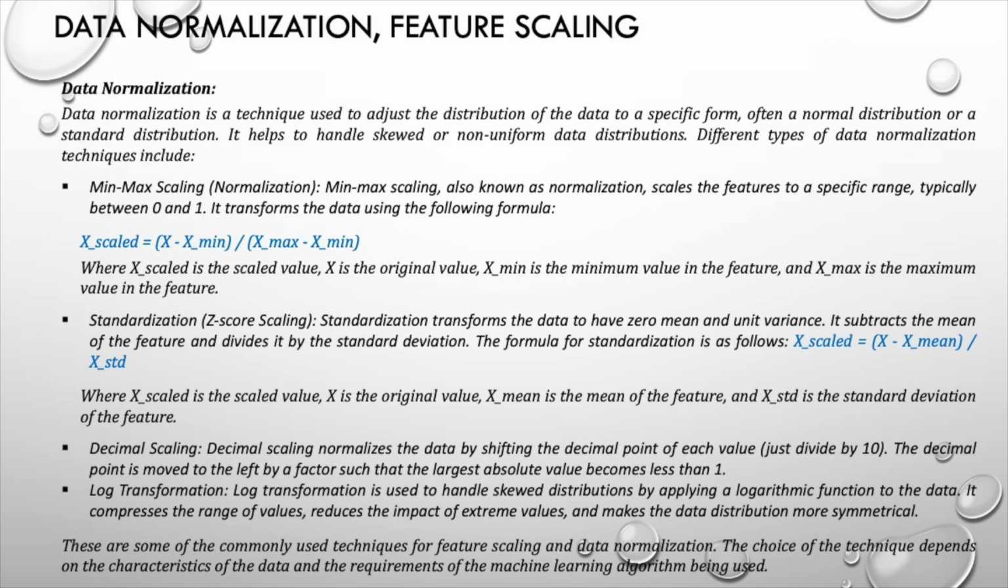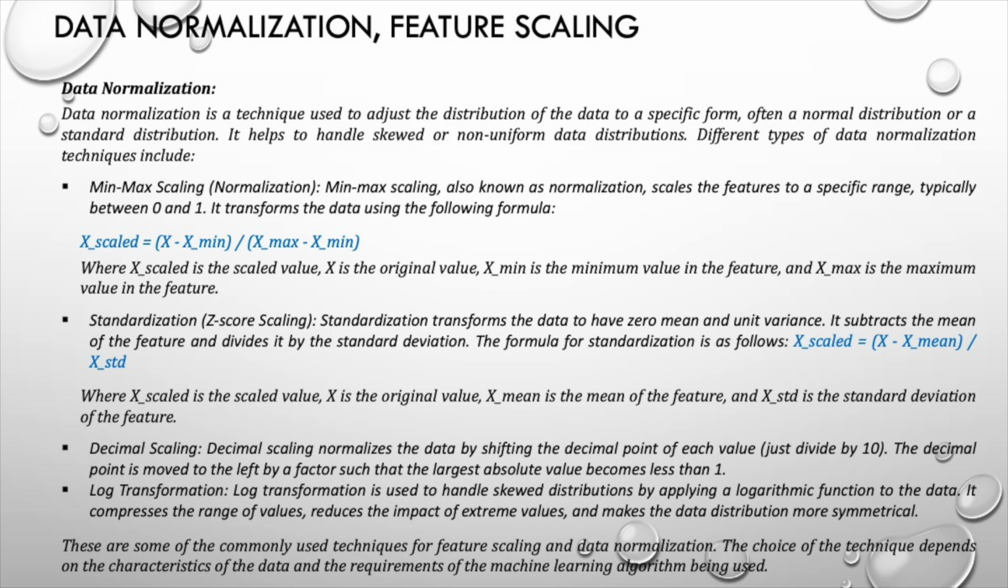Standardization, Z-score scaling. Standardization transforms the data to have zero mean and unit variance. It subtracts the mean of the feature and divides it by the standard deviation. The formula for standardization is as follows: x_scaled equals (x minus x_mean) divided by x_std, where x_scaled is the scaled value, x is the original value, x_mean is the mean of the feature, and x_std is the standard deviation of the feature.